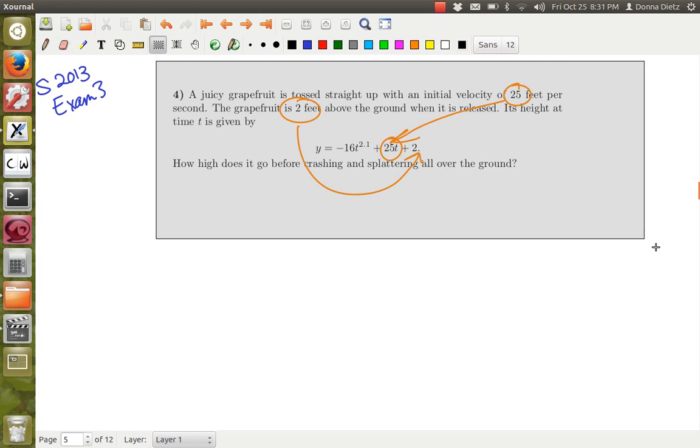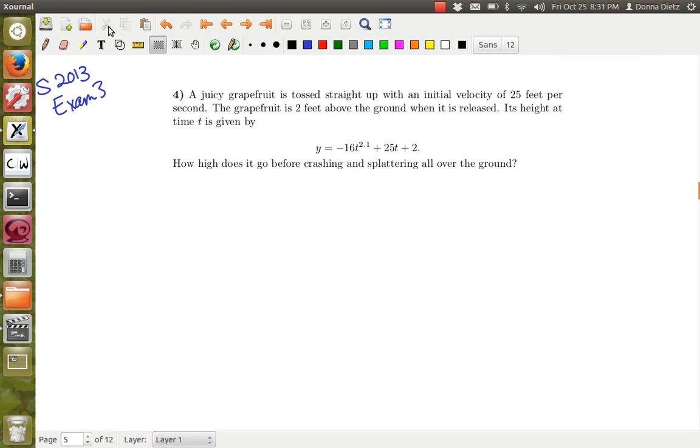So, okay, that's just there, it's just reiterating what the formula is already saying. Its height at time t is given by this formula. How high does it go before crashing and splattering all over the ground? It's almost a parabola. Okay?